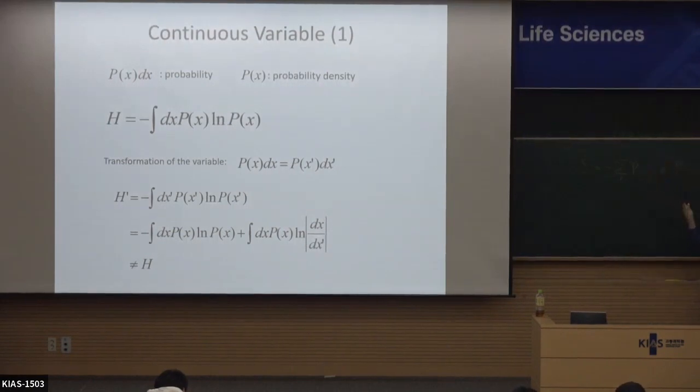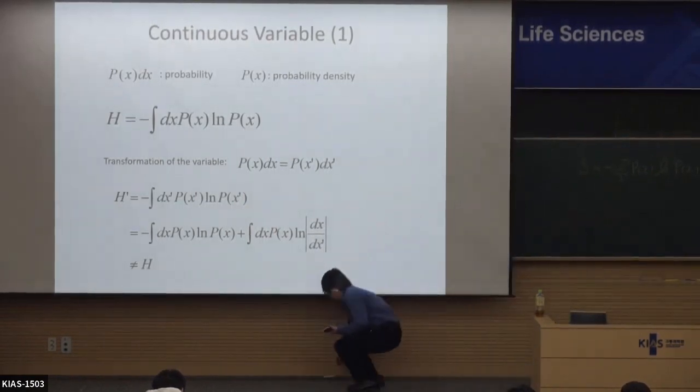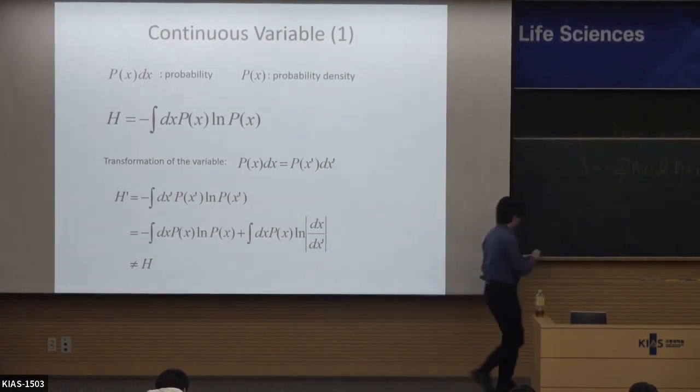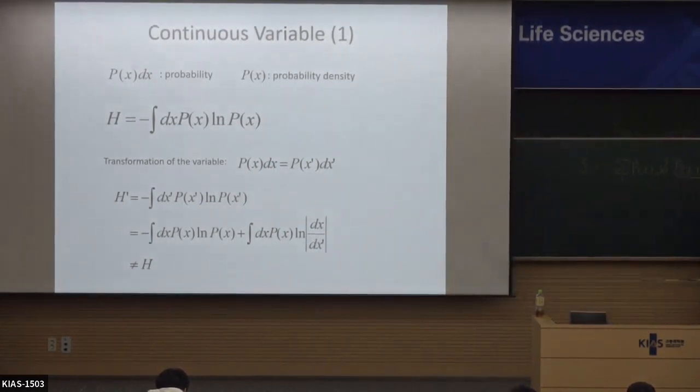Okay, so this is a discrete variable case, right? Yes. And in this case, this is a probability. Yes. But in the continuous variable case, the probability is given by p(x) dx. Yes. So because in this case, this p(x) is just a probability density. Yes. But p(x) dx is the probability.